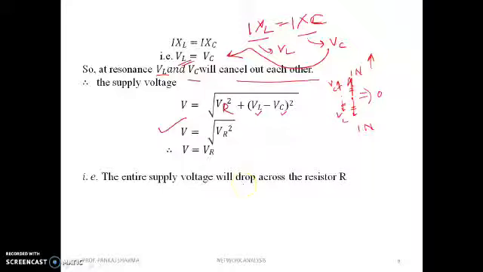And they are cancelling out each other's effect. Had they been in the same direction, which is not the case here, they would have added up. But they are in opposite direction. So they are cancelling out each other, becoming like this: V is equal to VR. The entire supply voltage of the circuit will be as if it is resistive.